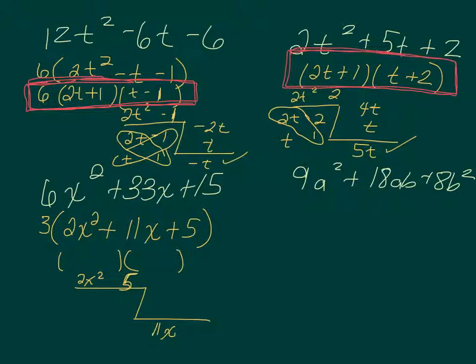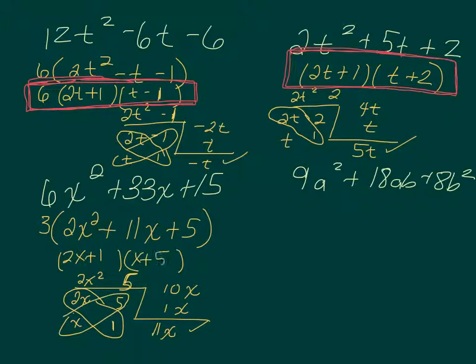Alright, so 2x squared I can break up into 2x and x. 5 basically is 5 and 1. 2x times 5 is 10x. X times 1 is 1x. That makes it 11. So 2x plus 1, x plus 5. And bring down your buddy 3. This is the full factored form.